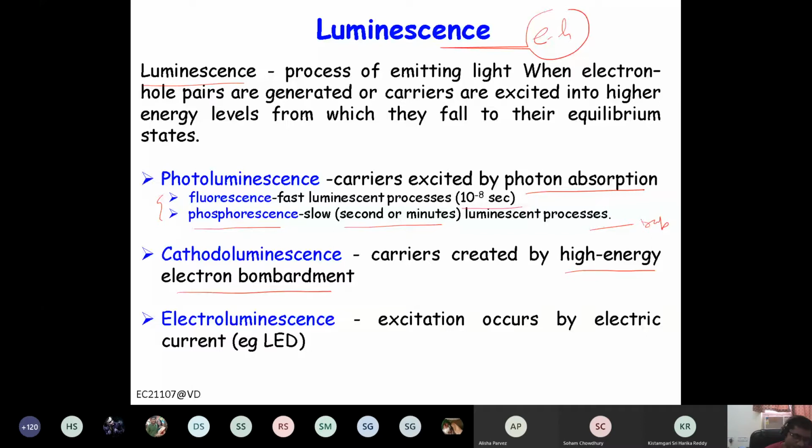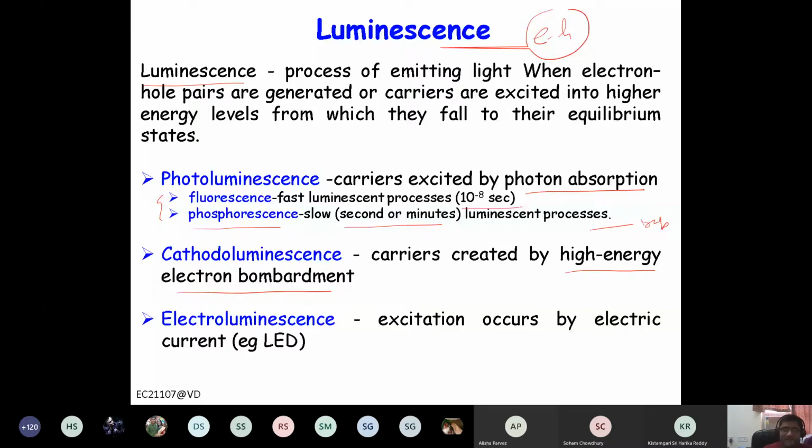Another is when you inject current. So you take a PN junction, you inject current, and if the carriers recombine, they can produce light, such as in LEDs, and that is called electroluminescence. Now it may be important for you to understand that you have seen LED bulbs, you have seen tube lights. They basically deal with some kind of luminescence.